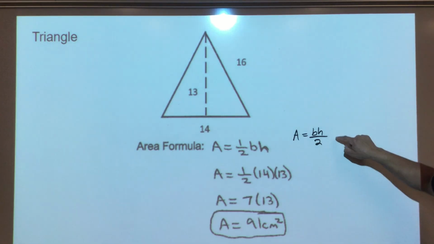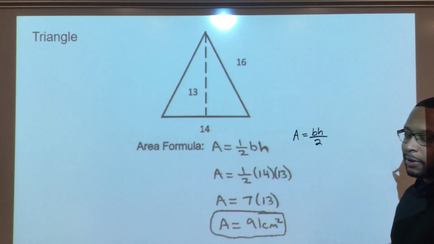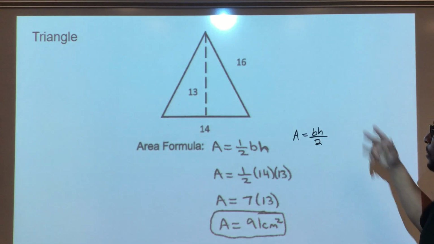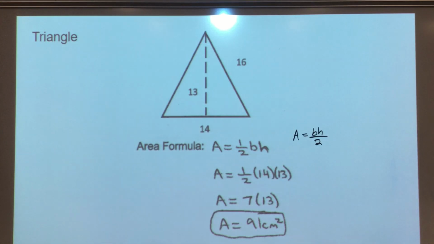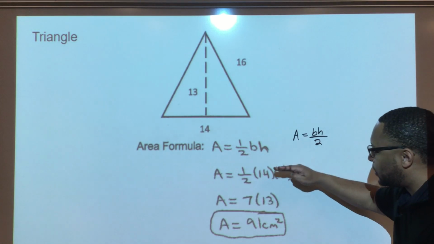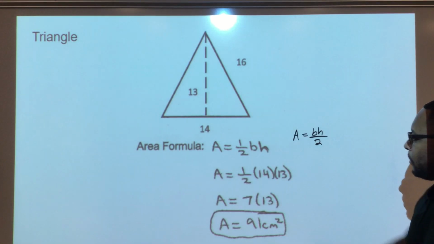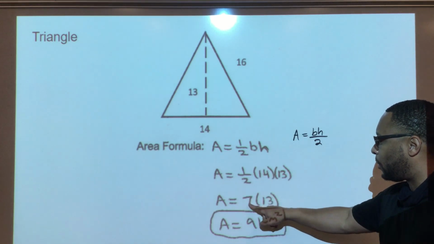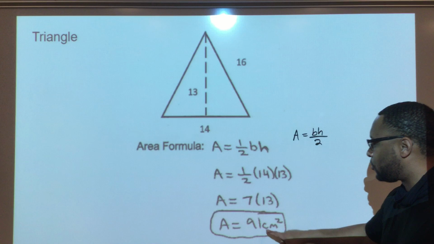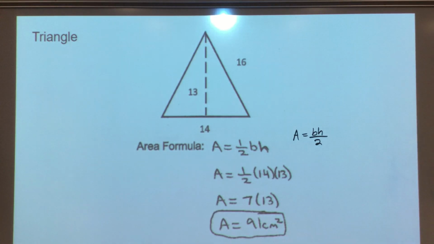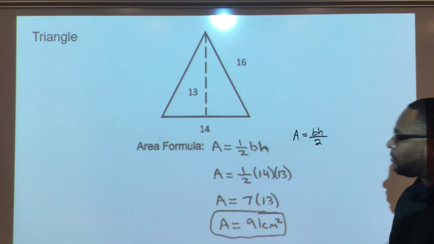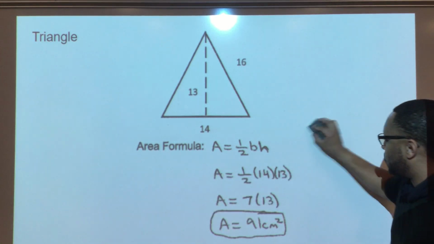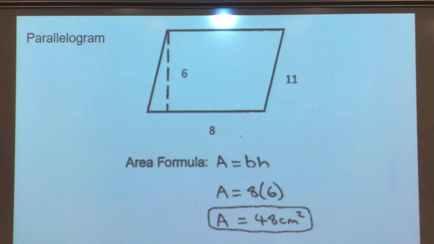And remember, you can use this as well. This formula has been helpful to a lot of students. Just remember, anytime you see half, that's the same thing as dividing by 2, and that'll get you the same answer. So just go step by step. 1/2 times 14 is the same thing as 14 divided by 2. That's how we got the 7. 13, we brought it straight down, 91 square centimeters. Always use the formula. And you'll notice for every one of these problems, I'm going to write the formula first. That's what you always want to do.